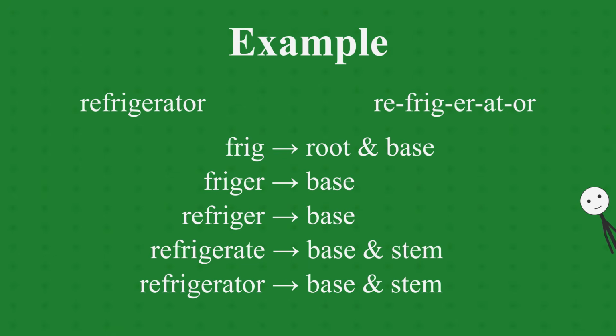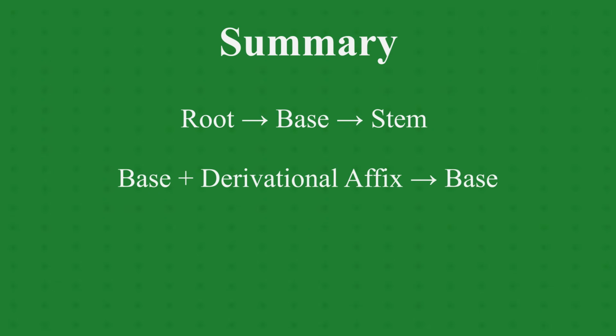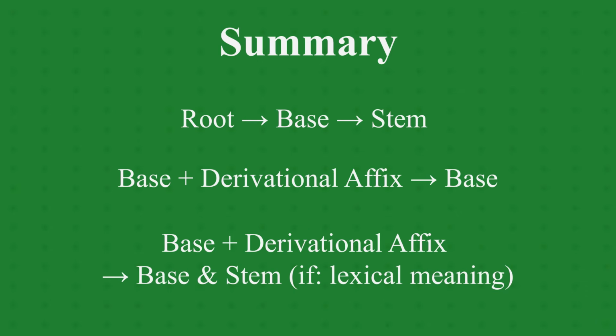Great, Gilbert. Now I will shortly summarize for you the connection between the three terms. Then we're already done for today. A root is always a base word, and if it has lexical meaning, it also is a stem. If we take a base word and attach a derivational affix to it, we again get a base word. If this new base word has lexical meaning, it also is a stem.